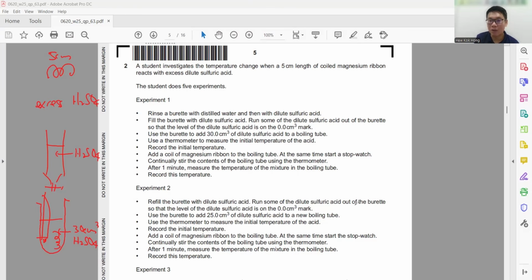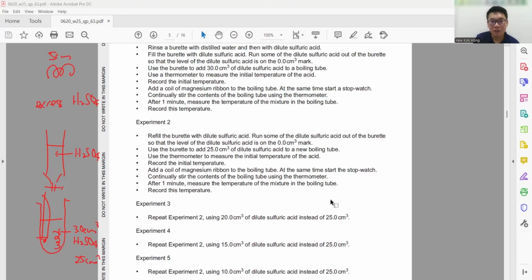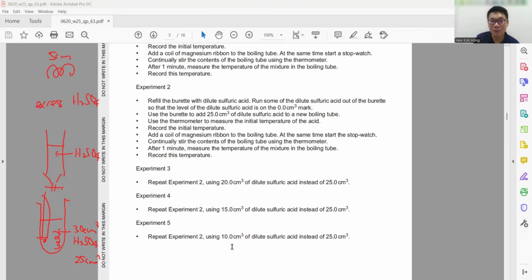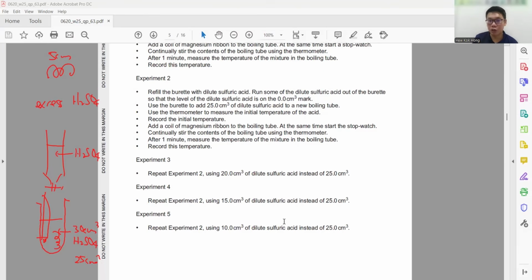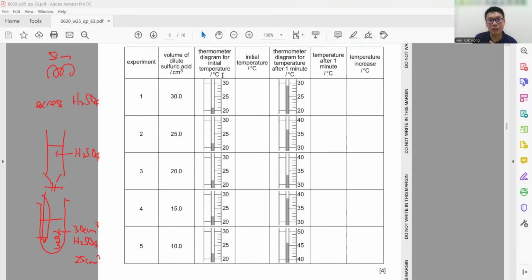Run some of the dilute sulfuric acid out. Use the burette to add 25 cm³ to a new boiling tube. Use a thermometer, everything is the same. Then experiment 3. They use 20 cm³, 15 cm³, and 10 cm³. So they are reducing the amount of dilute sulfuric acid and measuring the temperature change. So this is the information they ask you to extract from here.